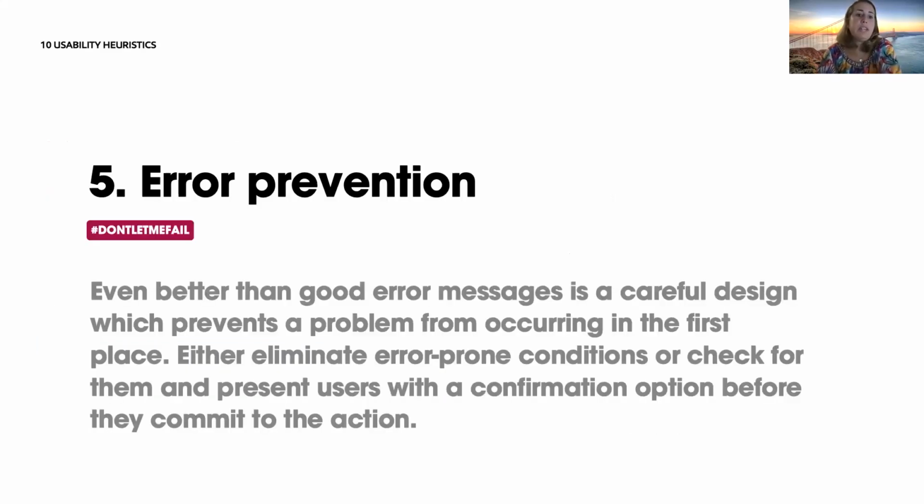Error prevention is heuristic number 5. And this is about preventing a problem from occurring in the first place, either by eliminating an error-prone condition or presenting the users a confirmation option before they commit to the action.